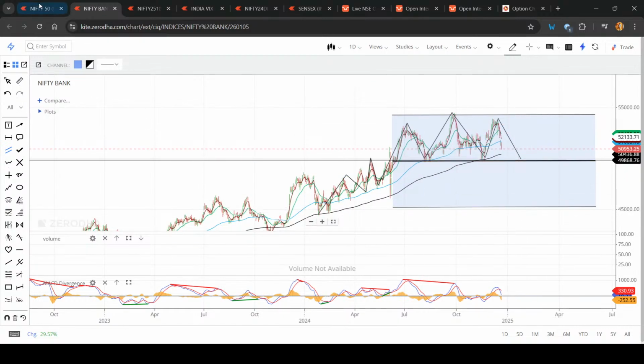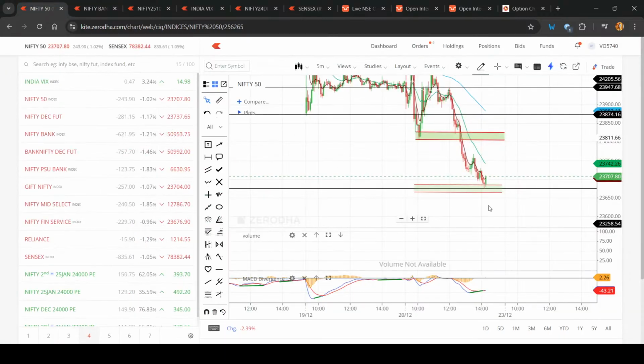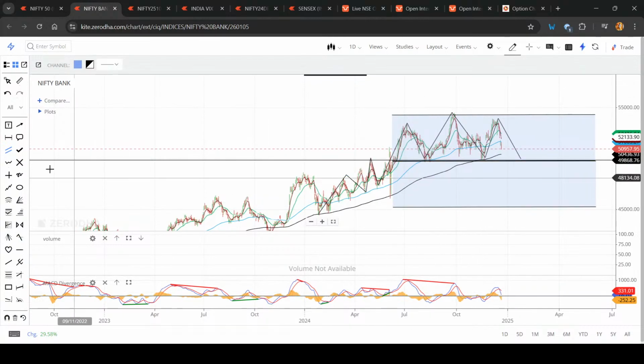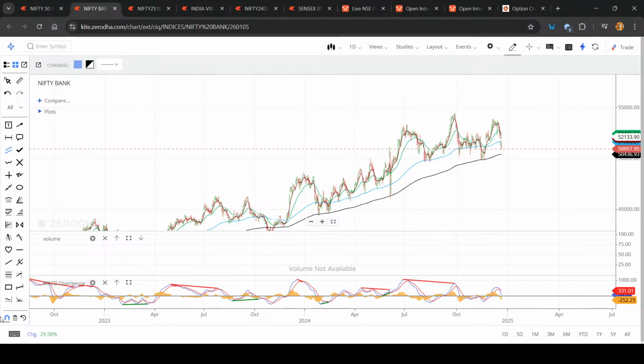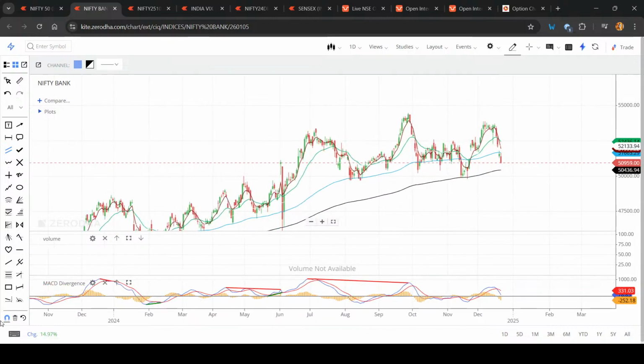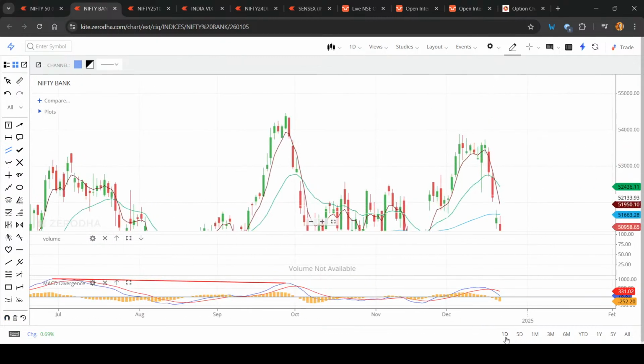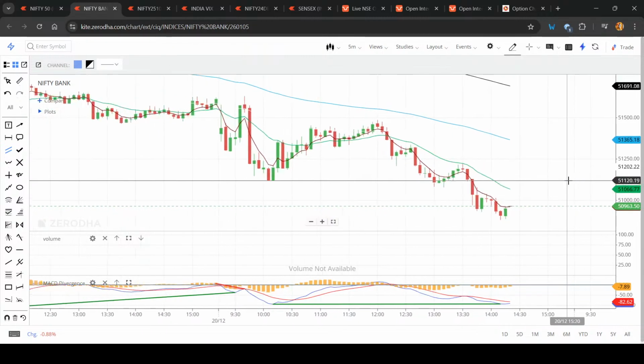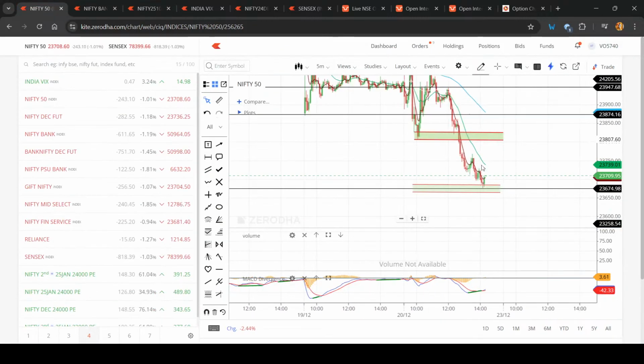So let's be okay. A good support has come, 707. All right, so this is what we are expecting if at all that happens, right? So I hope it should not happen, but if at all it happens, right, then we are in danger essentially.